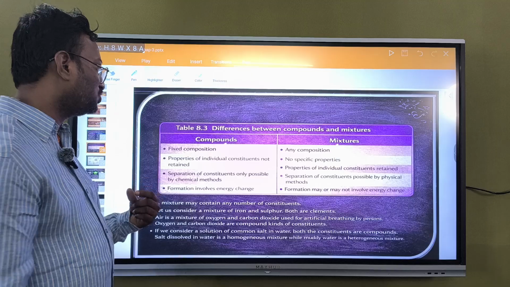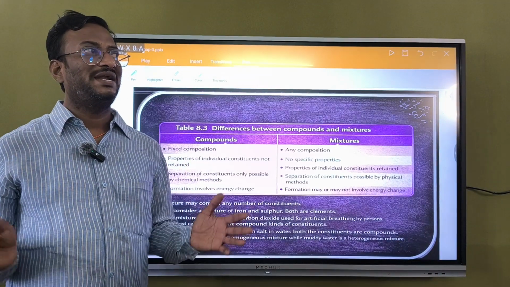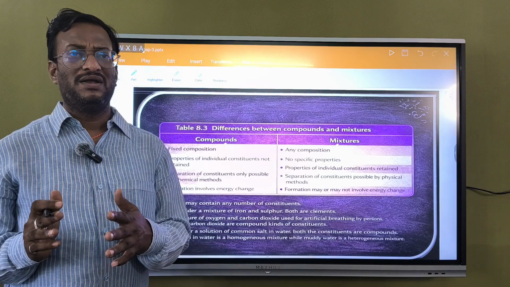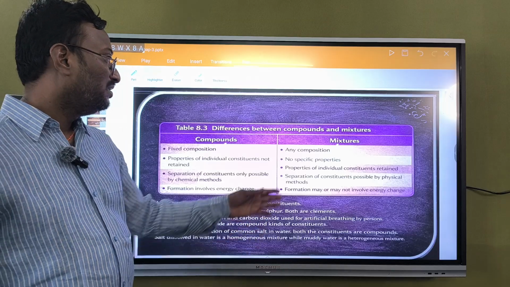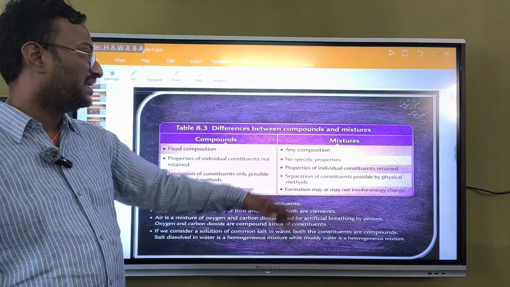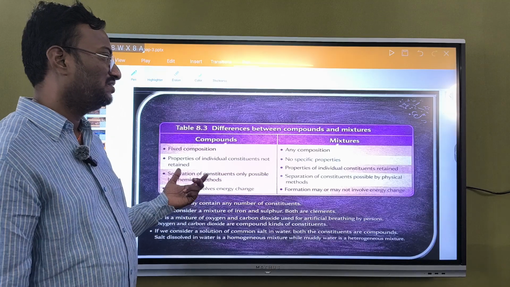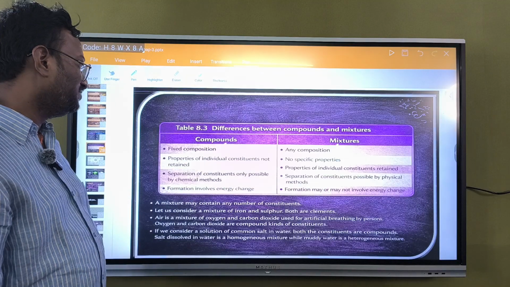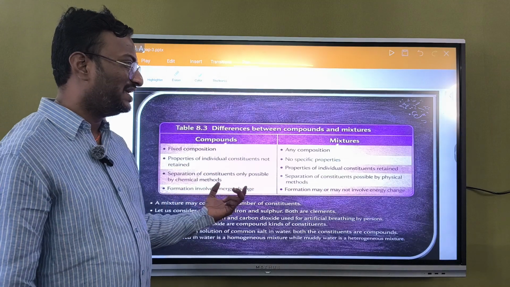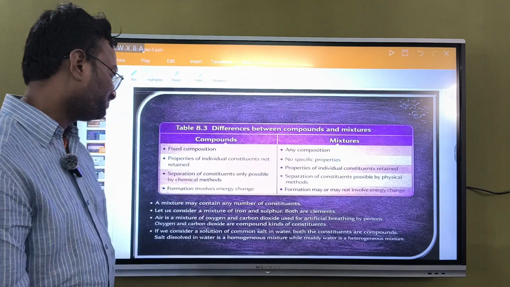Properties of individual constituents are not retained in a compound. Once it has become water, it doesn't have hydrogen or oxygen properties singly. But in a mixture, the constituents keep their properties. Separation of constituents is only possible by chemical methods in a compound. It is possible through physical methods in a mixture. Formation of a compound involves energy change, and there is no involvement of energy in the case of a mixture.